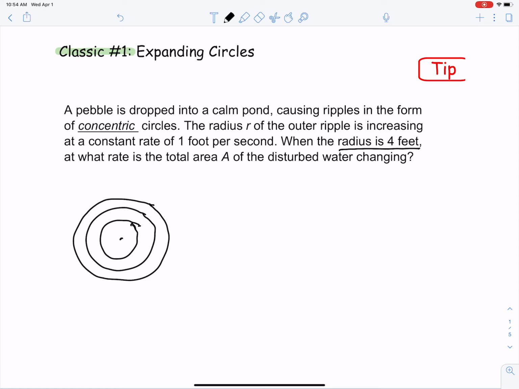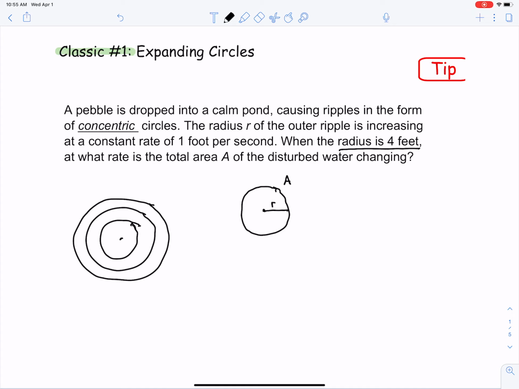They talk about the radius of an outer ripple. So I'm just going to draw a circle. This is sort of a snapshot in time for one of the ripples. Here's my radius r, and A would represent the area of the circle.